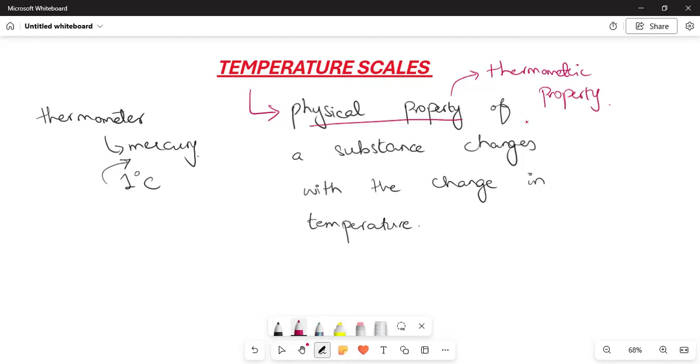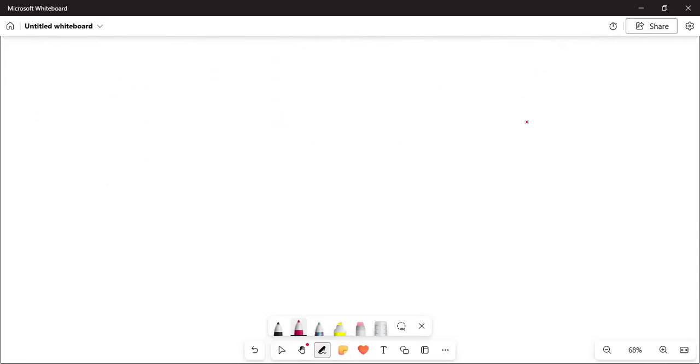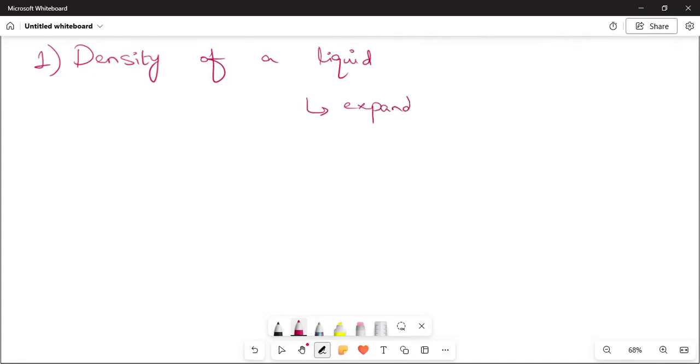All right. What about mercury? It's expanding. But what is expanding over here? Because we should be able to name that property. The first property that's very common is the density of a liquid. Many liquids, when they are heated, expand. Their volume increases, even though the mass is the same. Mass is not changing. You've already put the mass over here.